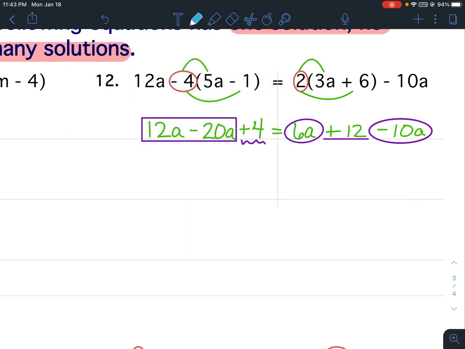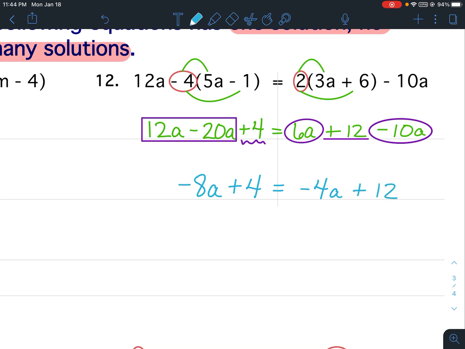All right, 12a minus 20a would be -8a. Bring down the +4. 6a minus 10a, 6 minus 10 would be -4a. Bring down the +12. And that's where you stop.